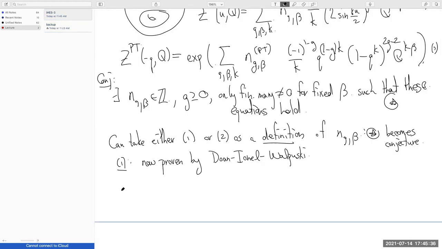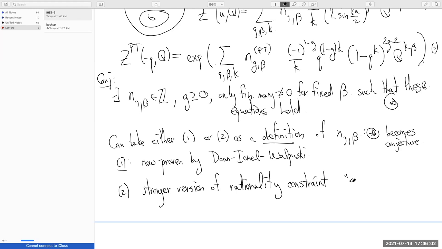You could instead take perspective two, meaning the stable pair series. And then this is a stronger version. I alluded to this in my lecture yesterday. This is like a stronger version of this rationality theorem that I sketched at the beginning of yesterday's lecture. And in this formulation, it's still open.